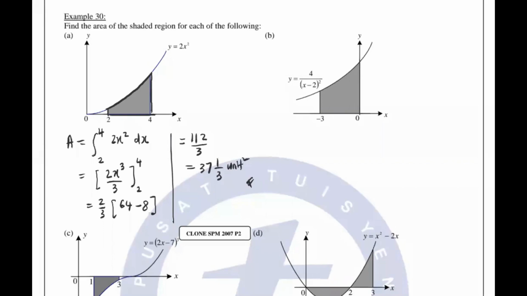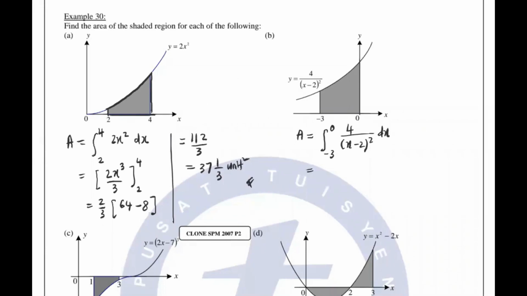Okay, second one. Now, although this area is on the left-hand side of the y-axis, it doesn't matter, because what matters is if your y is negative. If it's below the x-axis, the y value is negative, then your area is negative. But here my area is going to be positive, so I integrate from -3 to 0. My function is 4 over (x minus 2) squared dx.